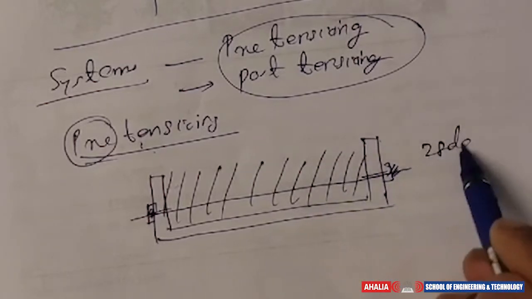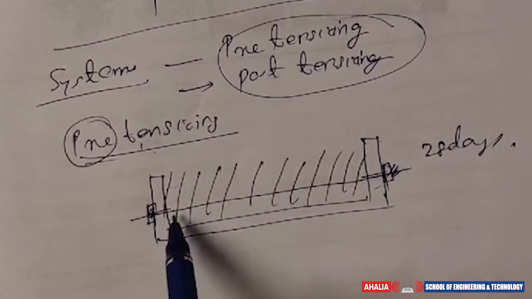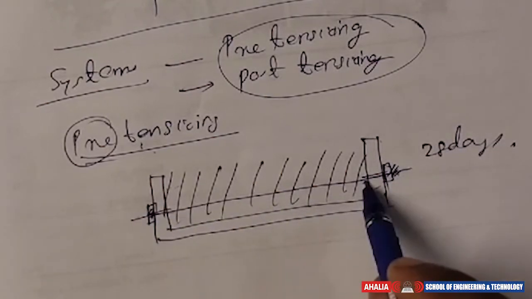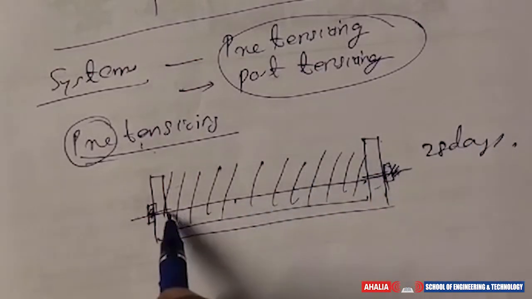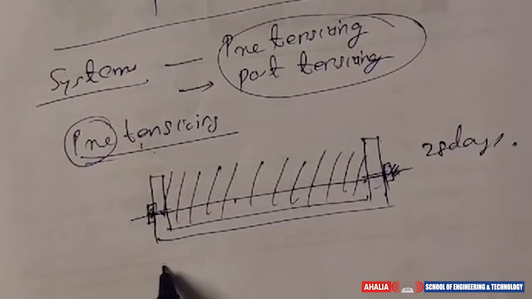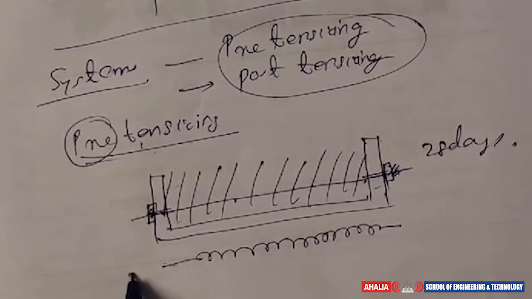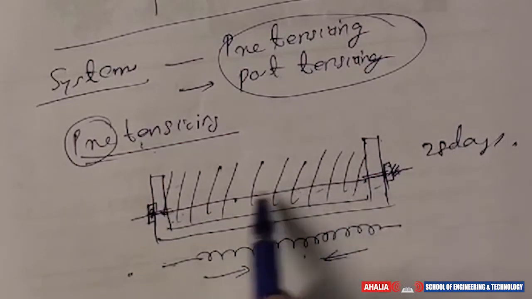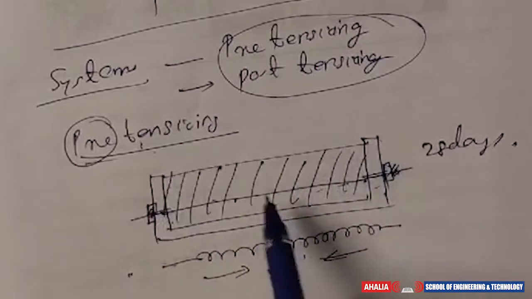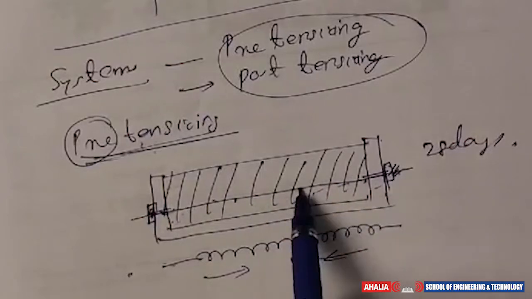After 28 days of curing, this mold is removed and we can cut over here. So this rod will be highly tensioned inside the concrete, and this wire acts like a spring. If the spring is highly tensile, it will try to compress. So automatically this highly tensile wire will compress this area of concrete. So this is called pre-tensioning. So pre-tensioning is the pre-stressing we give before casting.